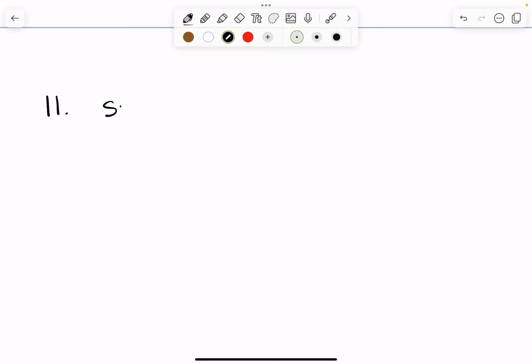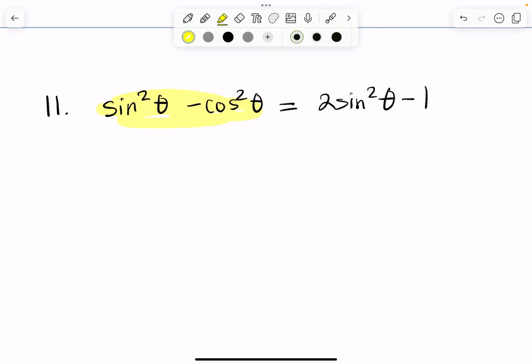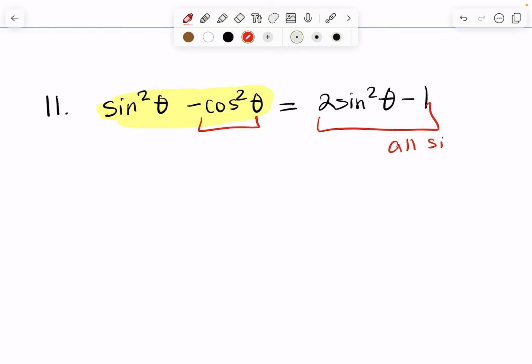Number 11. For this problem, you can start on either side. Once again, I'm going to highlight this side because I just like taking this cosine squared part and rewriting it in terms of sine, because everything on this side is all sine. So that makes me want to rewrite cosine squared in terms of sine. But there is something interesting about this one.